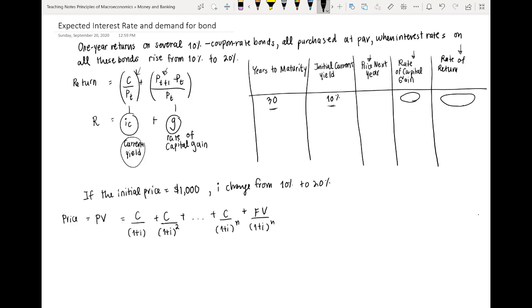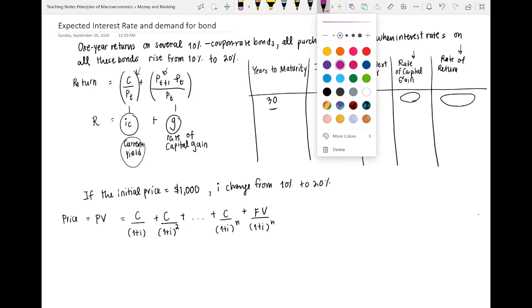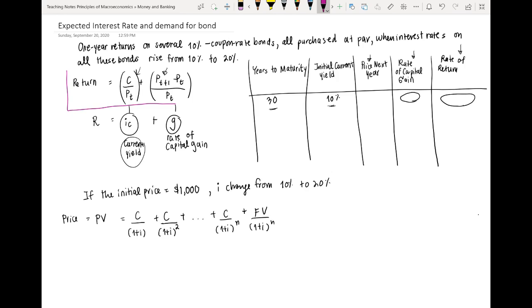The definition of rate of return comes from this one. There are two parts of the return. The first part comes from coupon payment every year. That is called current yield. The second part is from the expected price that you can sell in the future minus the purchase price that you bought it today, P_t. The gap between these price is called rate of capital gain. Okay.